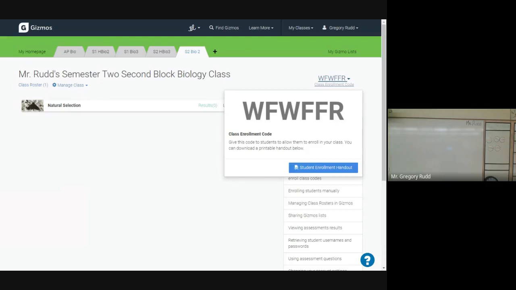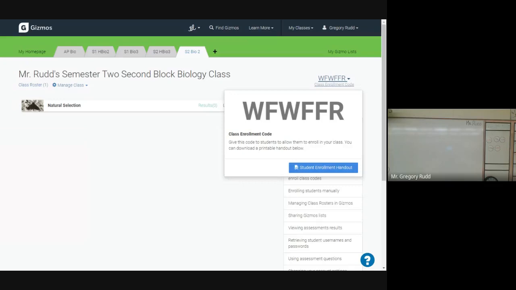Yeah, click on that. So we'll go into the modules, and there it says login and role. The class code is WFWFFR. Uppercase? Yeah, I think it's not even case sensitive. And register, yep. Okay.